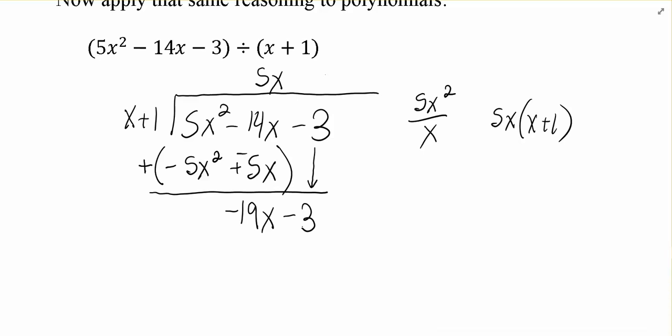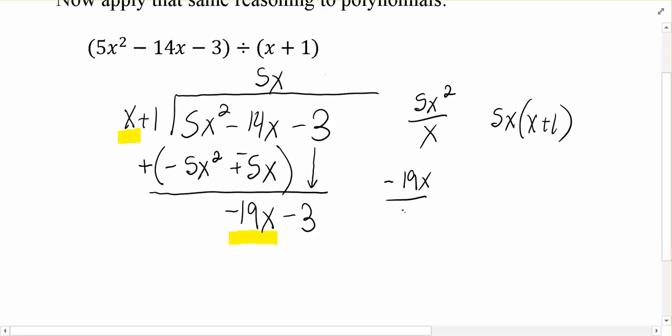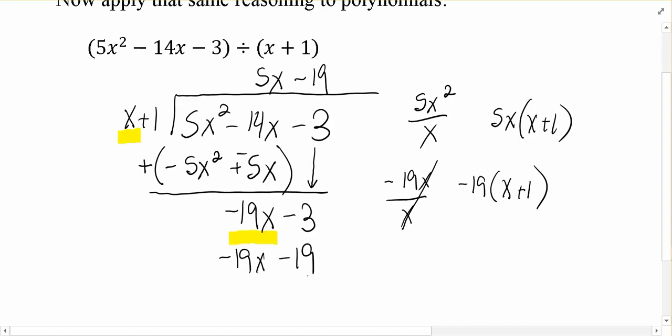The next thing to do is to basically start over and do it all over again. And so again, we'll say how many times does x go into negative 19x? That's where we want to think, all right, negative 19x over x, the x's divide out, and I'm left with negative 19. Now is where we multiply. We're going to multiply that negative 19 times the x plus 1. And that's going to give me negative 19x minus 19.